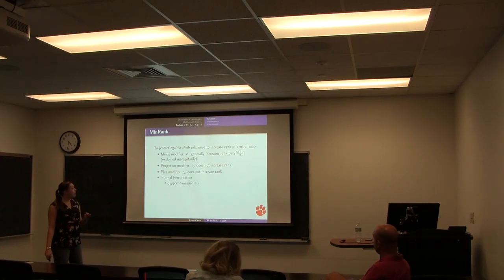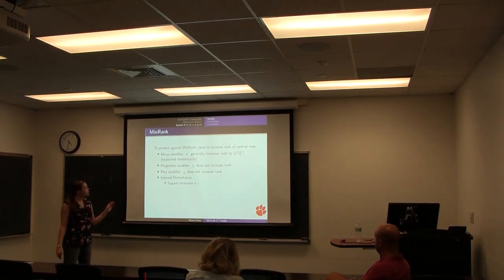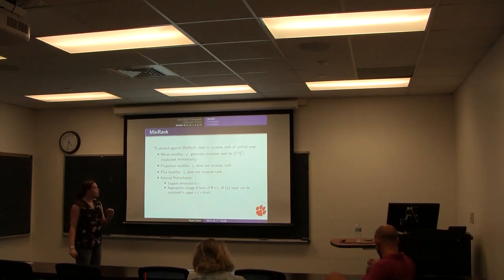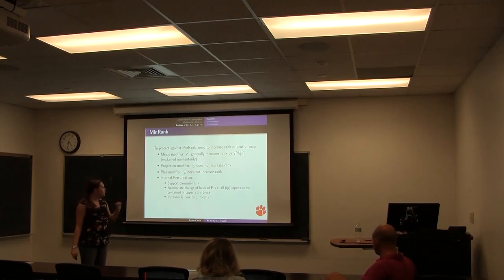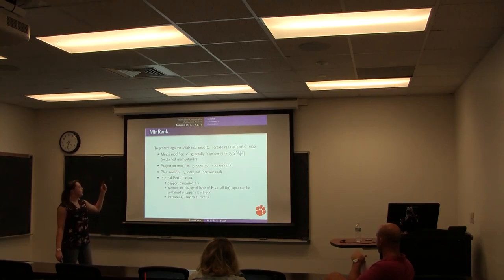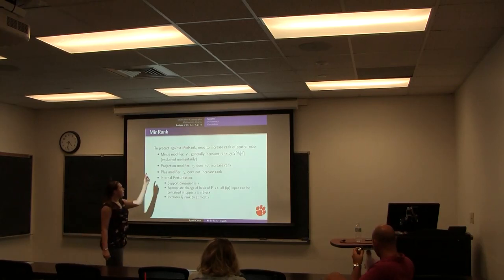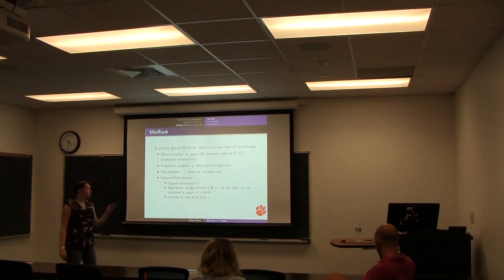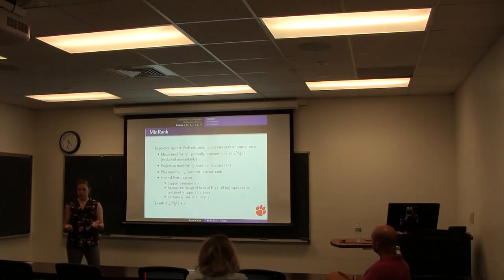The IP modifier has a support dimension of S, and so under an appropriate change of basis of that quadratic form, all IP inputs can be contained in that upper S by S block, so it's going to increase the Q rank by at most S. If I delete a equations, my minus modifier will increase it by 2 times the ceiling of (a plus 1) divided by 2. My IP will increase it by at most S. So we can see this bound on the Q rank.